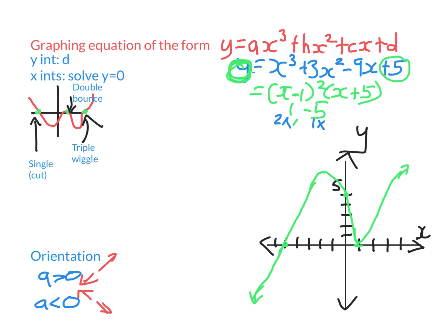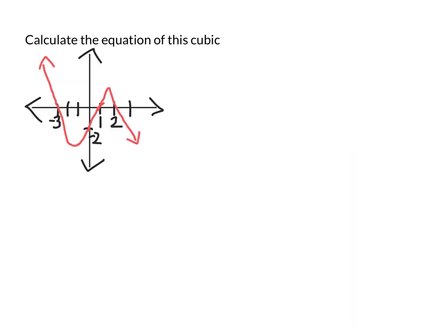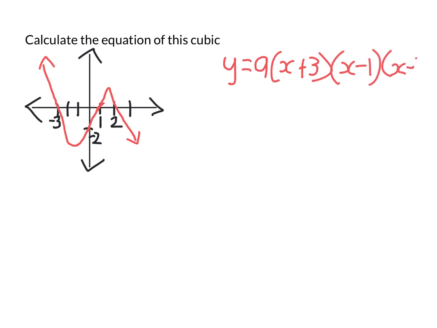Now let's just do a quick example where we're given the graph and we find the equation. So we're going to calculate the equation of this cubic here. We know that it has 3 intercepts at -3, 1, and 2. So that means the equation can be written in the form of a times x plus 3, times x minus the next intercept, times x minus the next intercept.